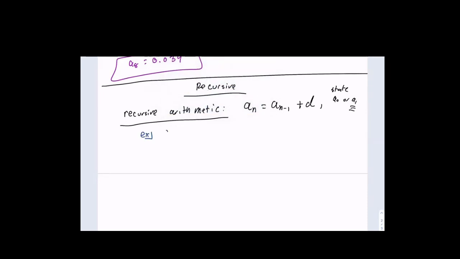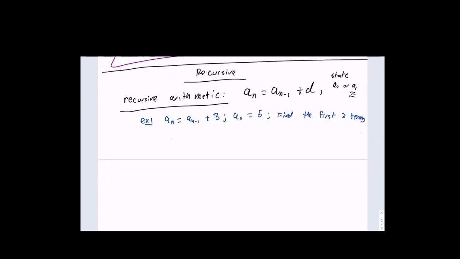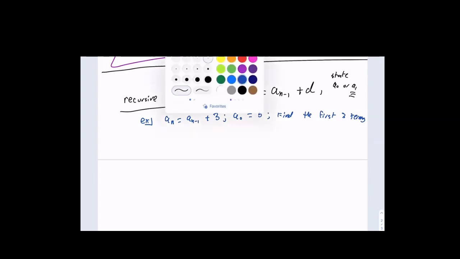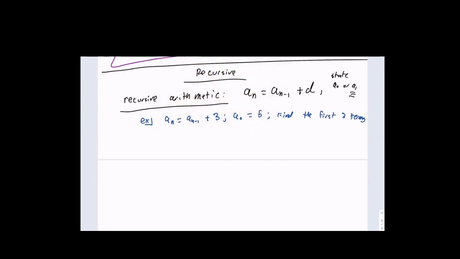Example, a sub n equals a sub n minus 1 plus 3. A0 equals 5. Find the first 3 terms. What are my first 3 terms? So I'm going to take the term that I have and I'm going to add 3 to get to my next term, or in this case, my first term.